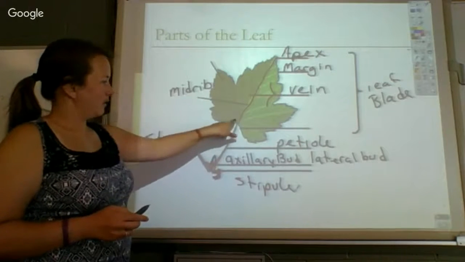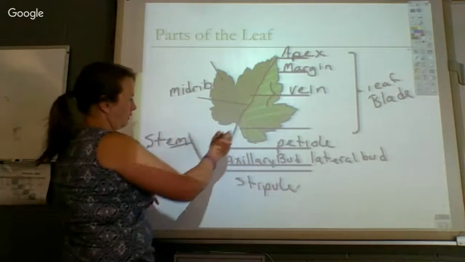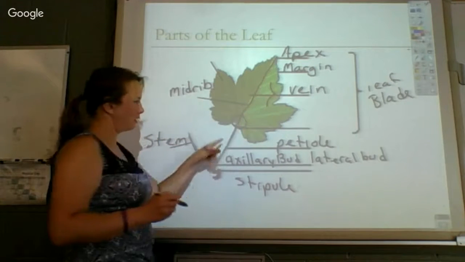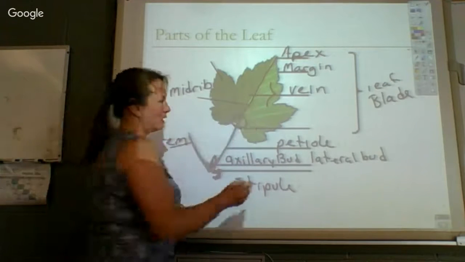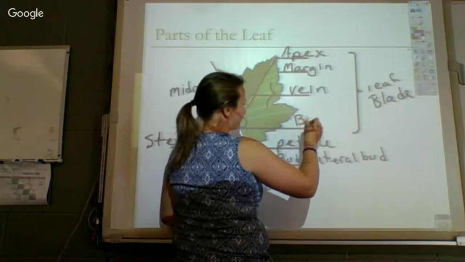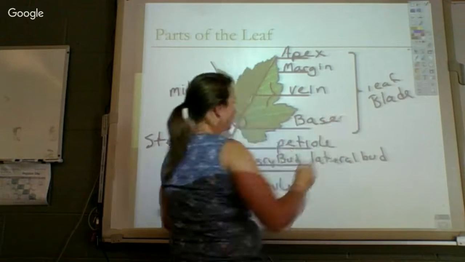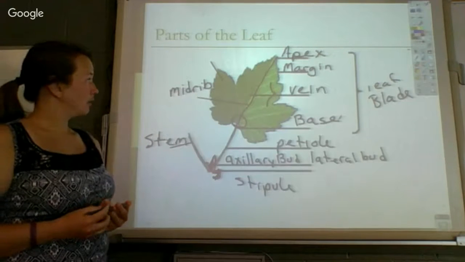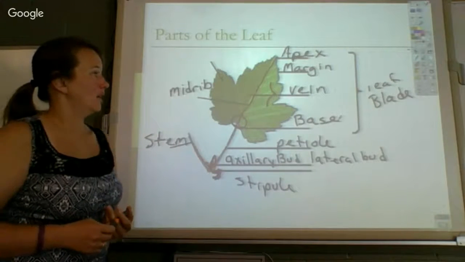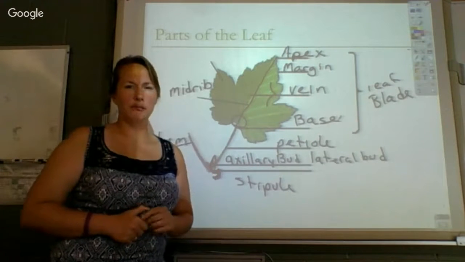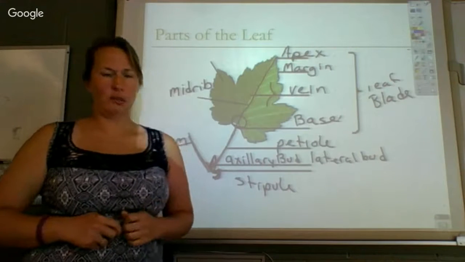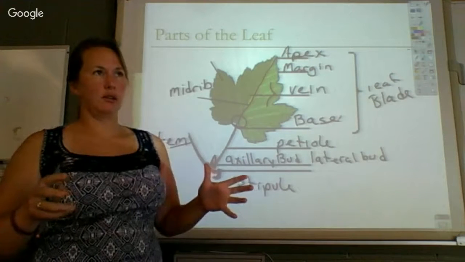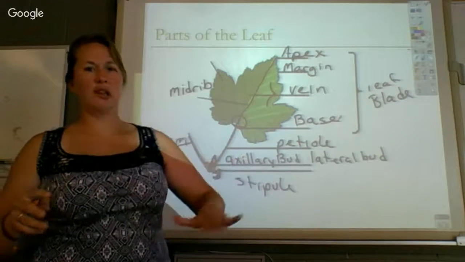Right here, this area of the leaf, and I'll circle it, where the petiole attaches to the leaf blade, is called the base. That sort of makes sense. The only other thing that I want you to be able to identify is not really part of a leaf. It's a secretion. It's sort of like a sunscreen that leaves have.